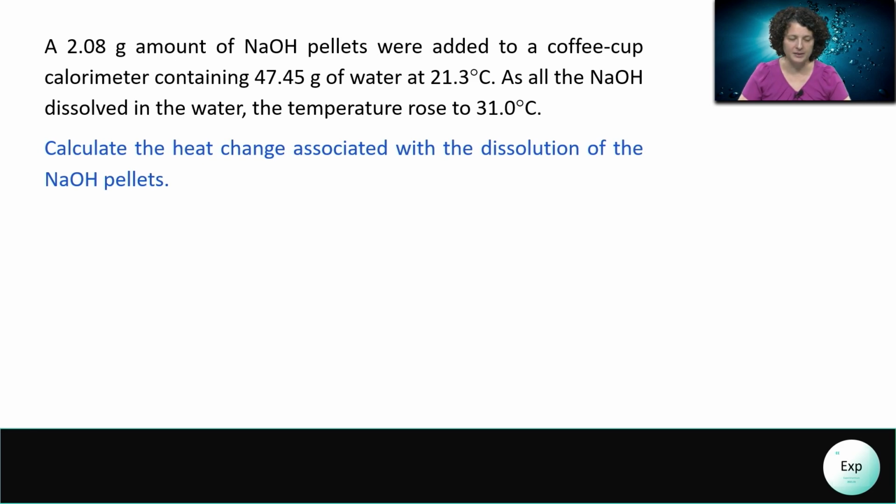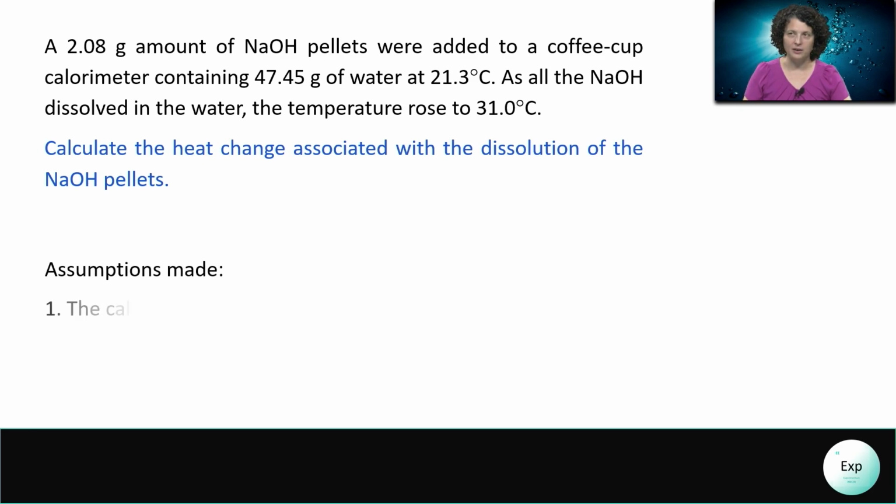In the first one, we're going to take 2.08 grams of sodium hydroxide pellets, and we're going to add it to a coffee cup calorimeter. Inside the coffee cup calorimeter, there is 47.45 grams of water, initially at 21.3 degrees Celsius. And as the sodium hydroxide is dissolved and the solution becomes homogeneous, the temperature rises to 31.0 degrees Celsius. The task is to calculate the heat change associated with the dissolution of the sodium hydroxide pellets.